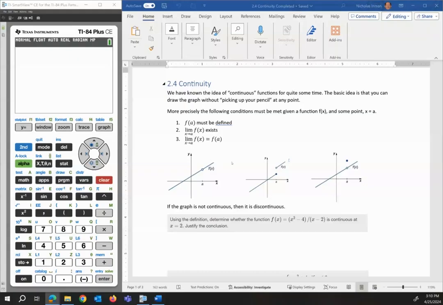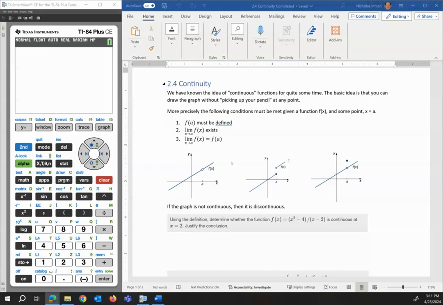All right, taking a look at Chapter 2, Section 4, Continuity. We have known this idea of continuous functions for a very long time. Basic idea, and you've done this, is that you can draw the graph without picking up your pencil.